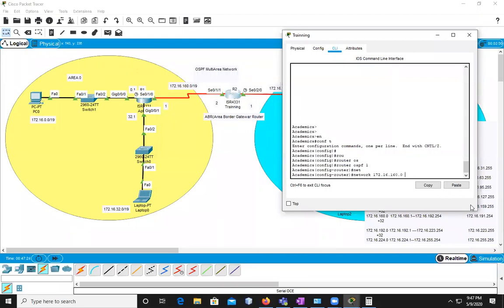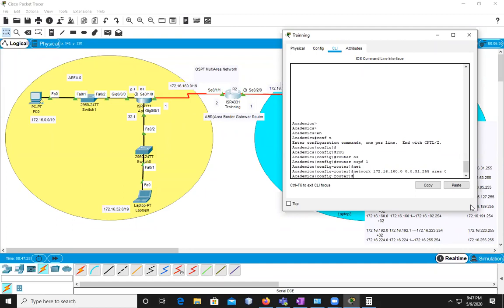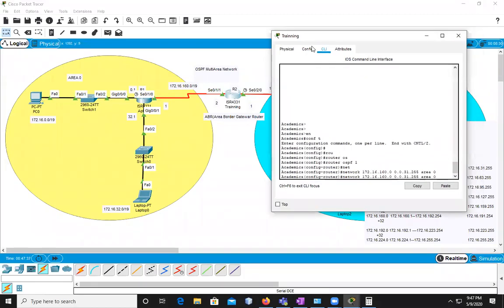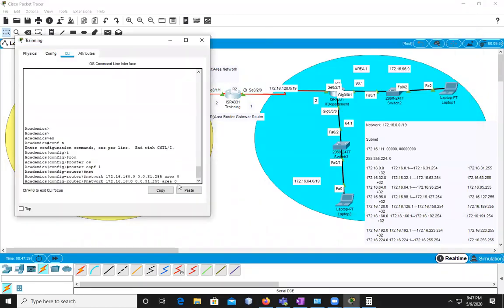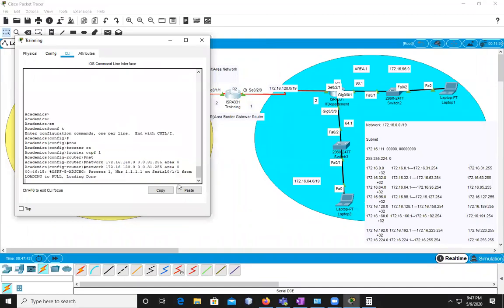16.160.0 with the wildcard mask 0.0.31.255, and it's in the area 0. In the same way, another one, which is 128, I guess. Yeah, it's 128 in this way. So 128, but oh, what happened?